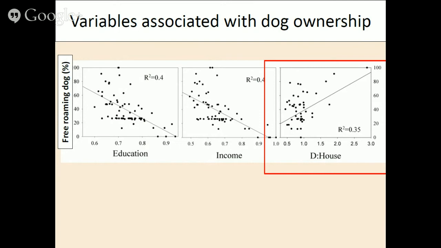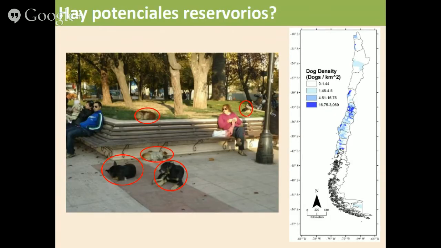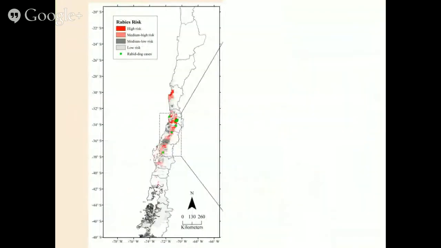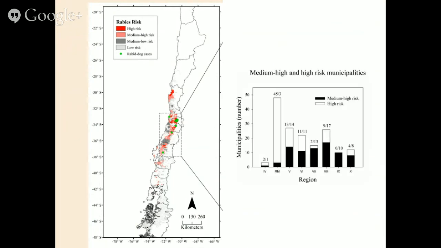So this is a very interesting issue about the culture of dogs in Chile that could provide a lot of information for our maps of rabies. So we use this information with the information of rabies suitability to obtain this map, in which we categorize the level of dog density to provide some levels of risk for rabies spillover to dogs.